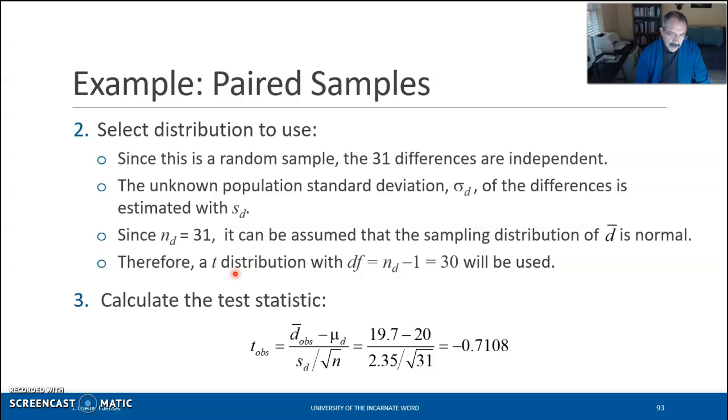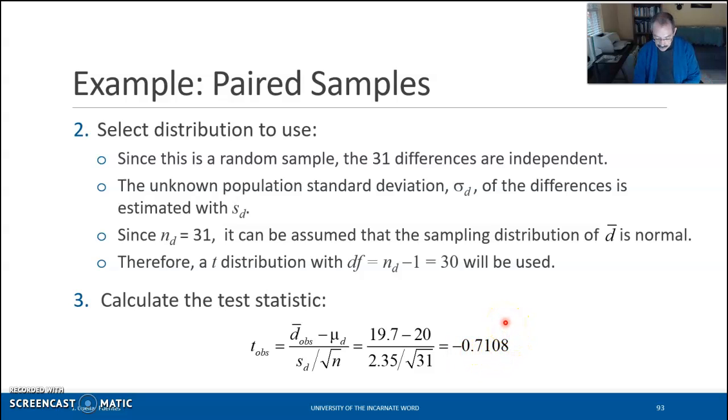Then in step 3, we calculate the test statistic, where we take the sample mean of the differences, d bar observed, minus the mean under the null hypothesis, which is 20. We divide that difference by the standard deviation of the differences, which is 2.35, divided by the square root of the number of differences, 31. If you conduct this calculation, you find that the value of t observed is minus 0.7108.